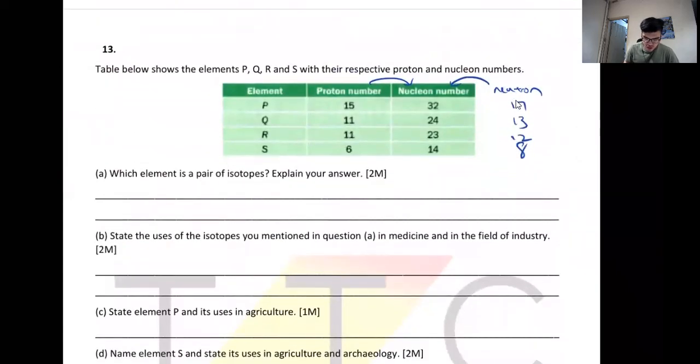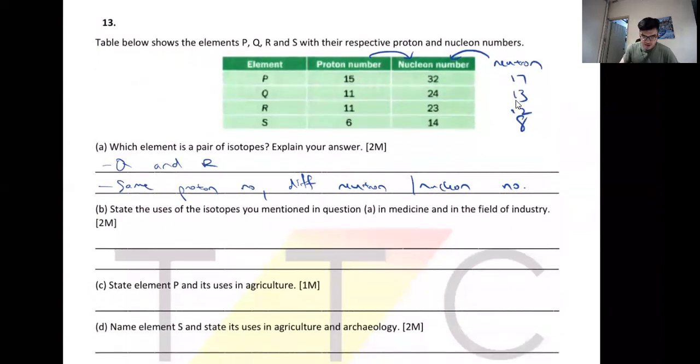So which pair is an isotope? So who has the same proton number? So you can see here too. Same proton number. So that's Q and R. Explain your answer. So again, same proton number, different neutron number. Same answer over and over again, like I said, because that's the main point of isotope. Okay, easy peasy.